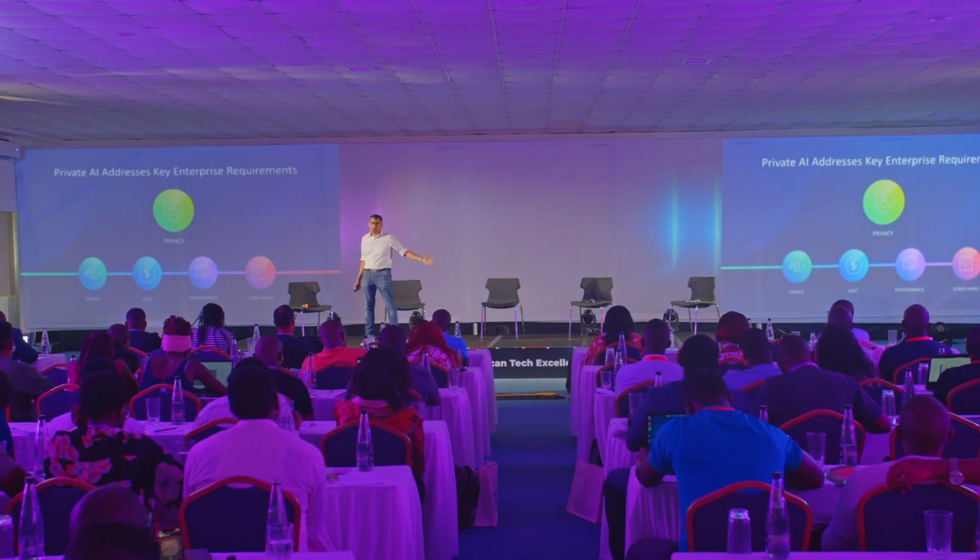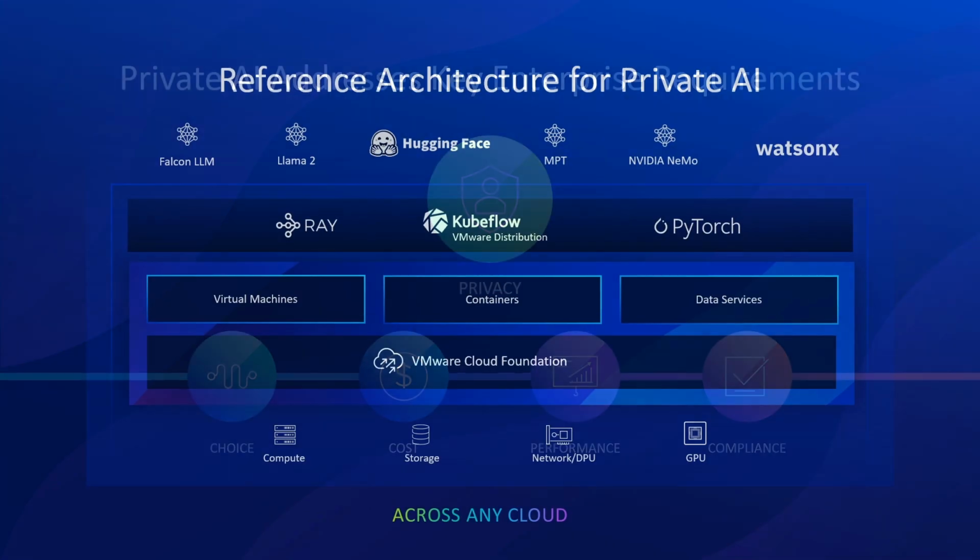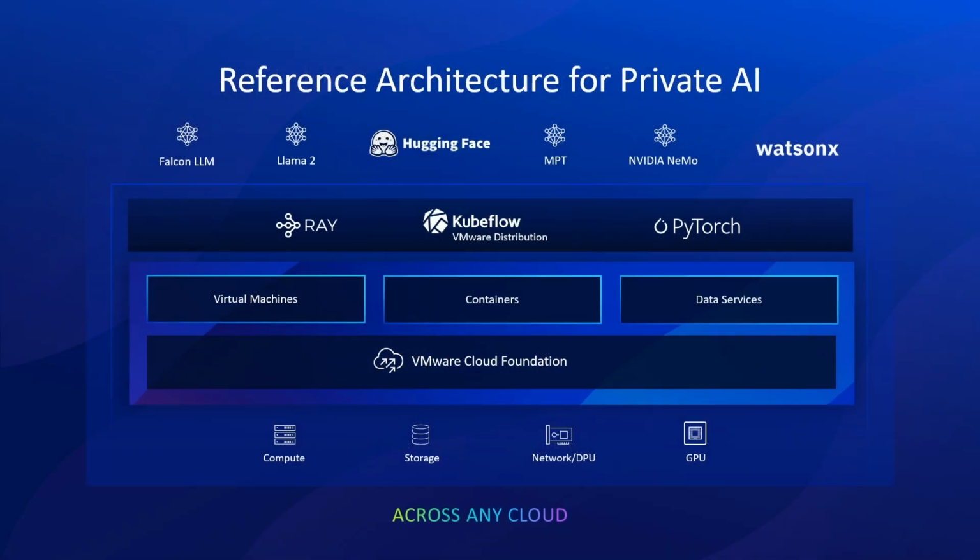It addresses all your key requirements. From a cost perspective, it gives you a lot of choice, and it also keeps you compliant with any data residency laws you might have. So everybody tells you, use Gen AI, use Gen AI. How do you use it? What does the reference architecture for Gen AI, for private AI, look like?